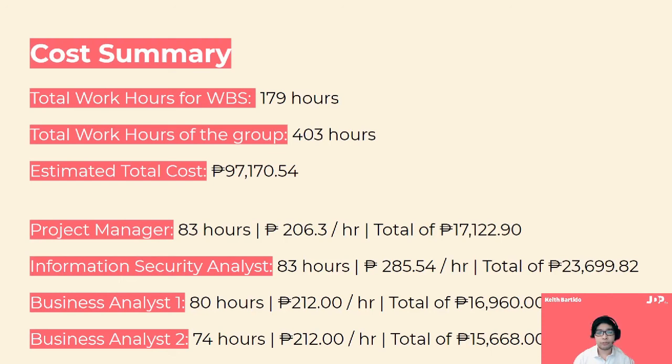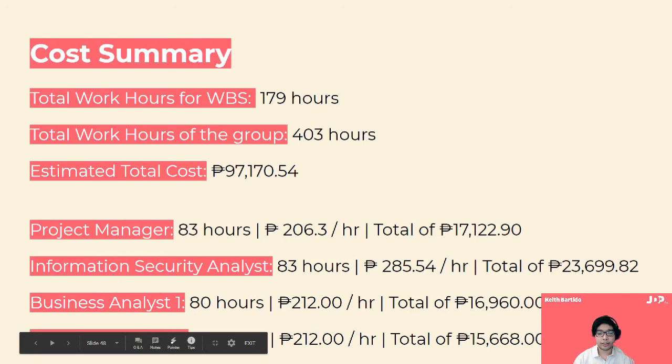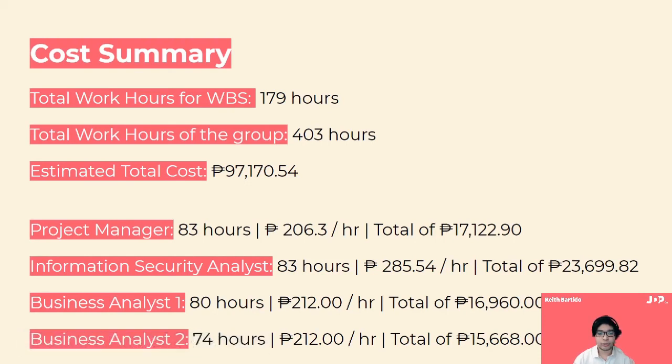This accumulation is split among the group, with the project manager taking up 83 hours of work, with an average salary of 206.3 pesos per hour, and a total cost of 17,122.90 pesos. Both information security analysts take up 83 hours of work each, with an average salary of 285.54 pesos per hour, and a total cost of 23,699.82 pesos for each of the persons in the role. Business Analyst 1 takes up 80 hours of work, with an average salary of 212 pesos per hour, and a total of 16,960 pesos. And Business Analyst 2 takes up 74 hours of work, with an average salary of 212 pesos per hour, as well as a total of 15,688 pesos.